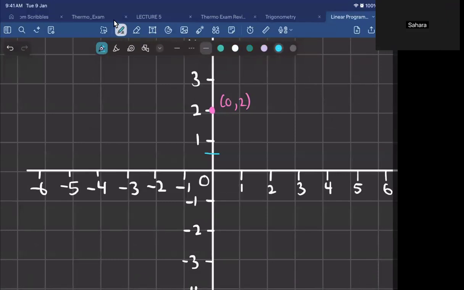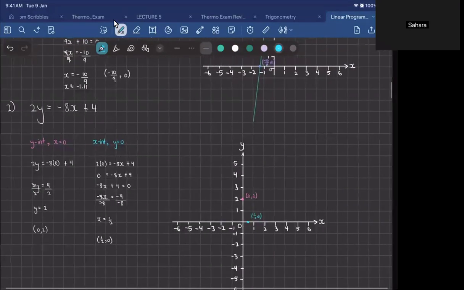Oh wait, let me correct myself. It's a half comma 0. Would it be on the y-axis or the x-axis? Okay, the x-axis, right, because I have an x value of 1 over 2. It would be in between.